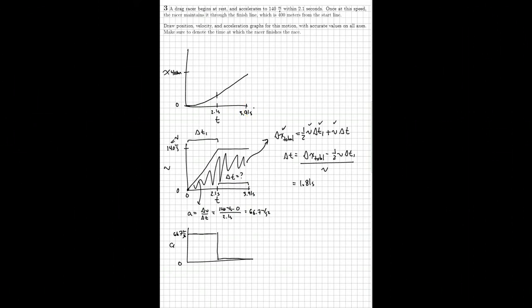Okay, so I've solved for that. The only thing that I don't know now is what this position is, and I can get that pretty easily just by looking at this little bit. So my delta x1 is 1/2 v delta t1. That's my 140 meters per second and my 2.1 seconds. And that's going to be about 147 meters. So that'll give me my last bit. Didn't even need to do any algebra there. All right, there we are.